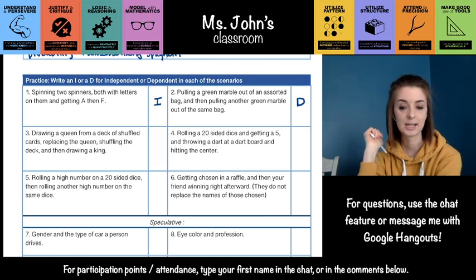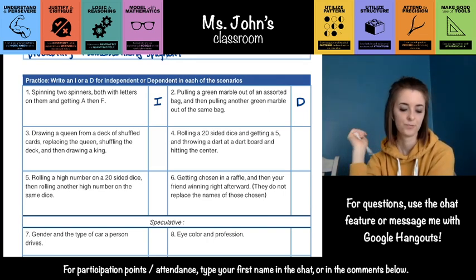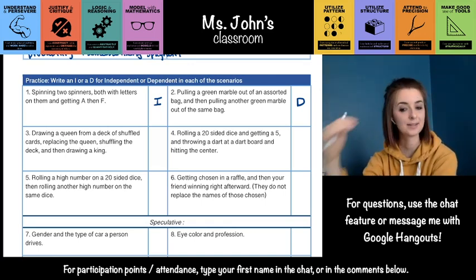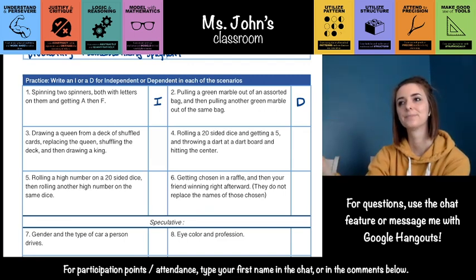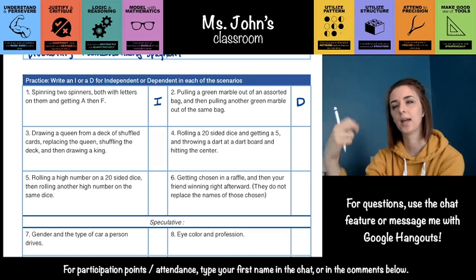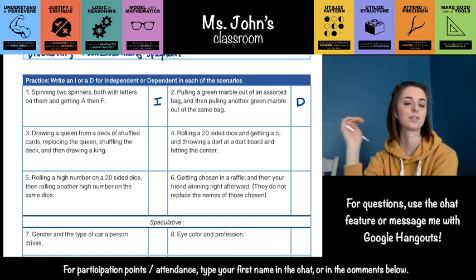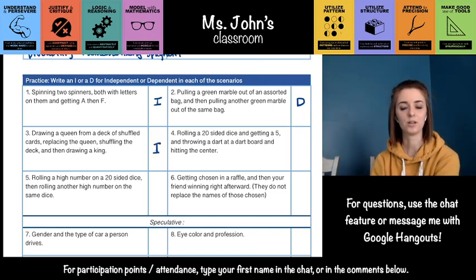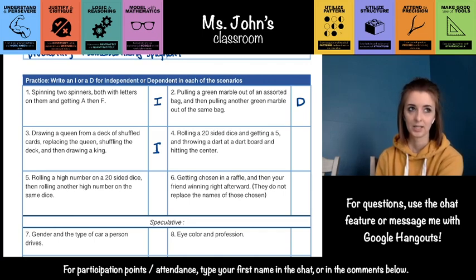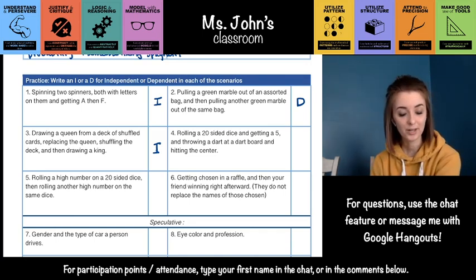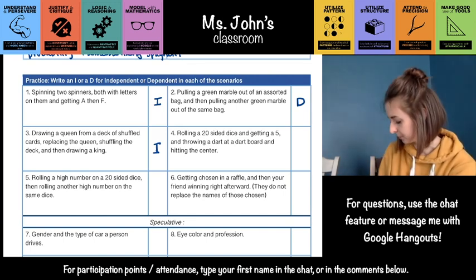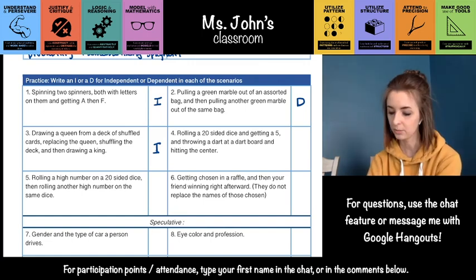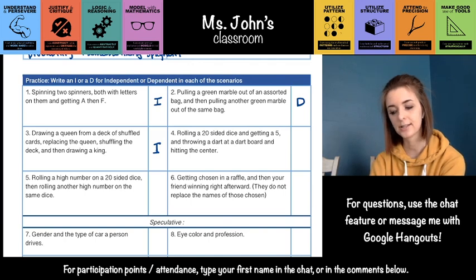replacing the queen, shuffling the deck, and then drawing a king. So drawing cards is also a random event, and in this case, we have replaced the card that we started with. You're replacing the card, right? So that is an independent event. The second time that you draw a card isn't any less or more probable that you get one thing over another. So that is independent.